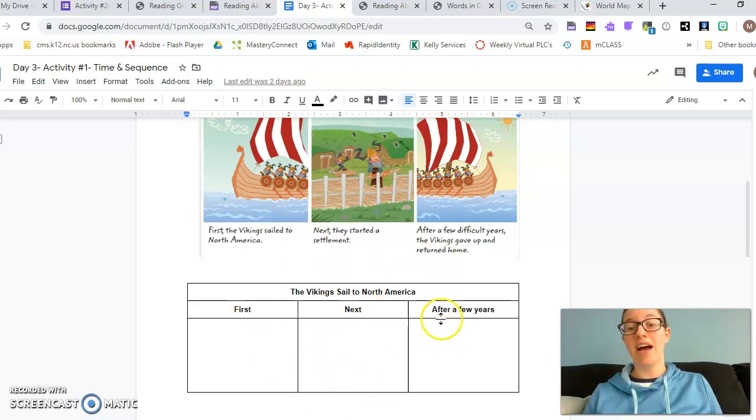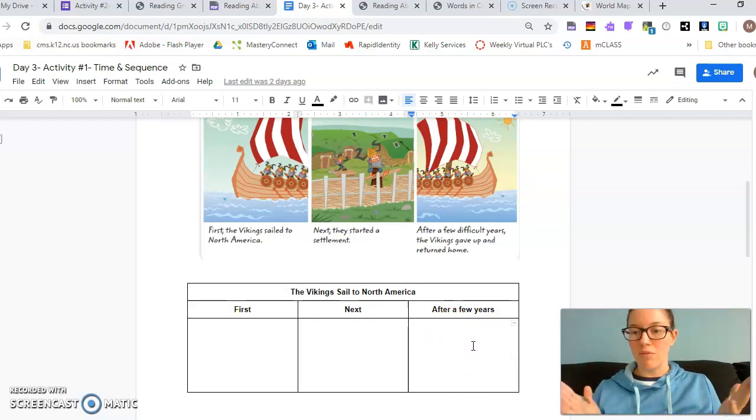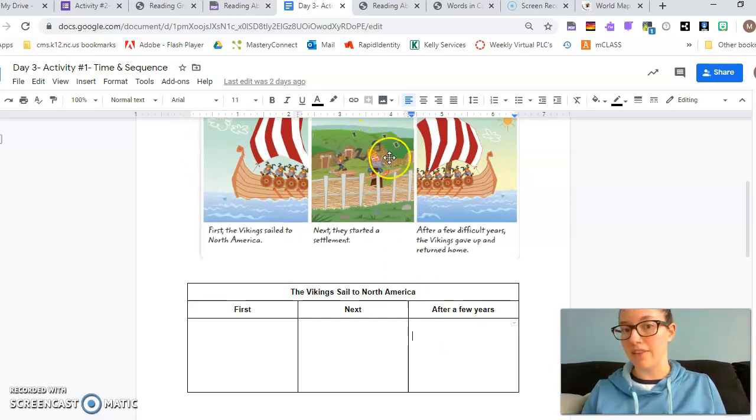And then finally, after a few years of living here, they decided that it was too difficult and they gave up and returned home. So in this box, you should have typed the Vikings gave up and returned home. So what do you think is the connection between those events? How is the first event connected to the next event? How is the next event connected to the last event? So think for a second, how do those events go together?